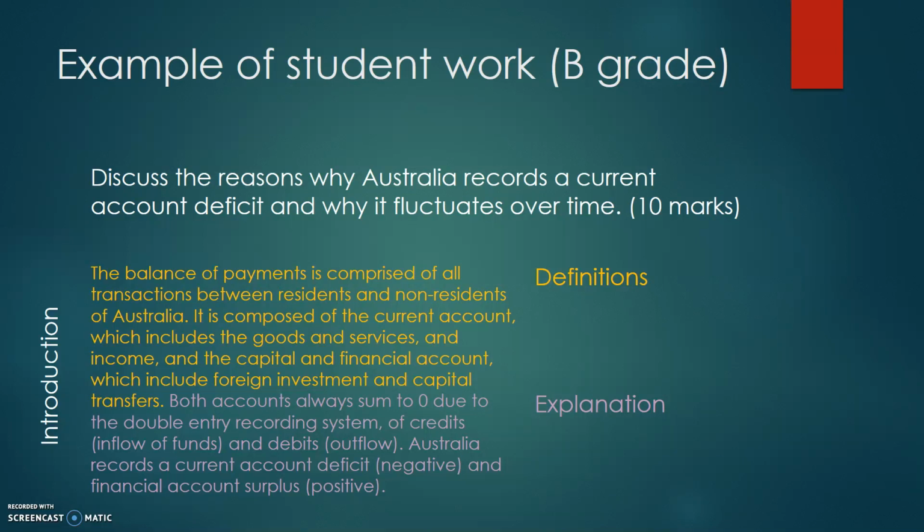So the next few slides will have a number of paragraphs which are from an answer which scored a B grade. So the question itself was, discuss the reasons why Australia records a current account deficit and why it fluctuates over time. So the answer had 3 paragraphs. So it had an introduction, one paragraph describing the structural drivers of the current account deficit, and one paragraph describing the cyclical drivers of the current account deficit. So in general, that is quite a good way of structuring a response.